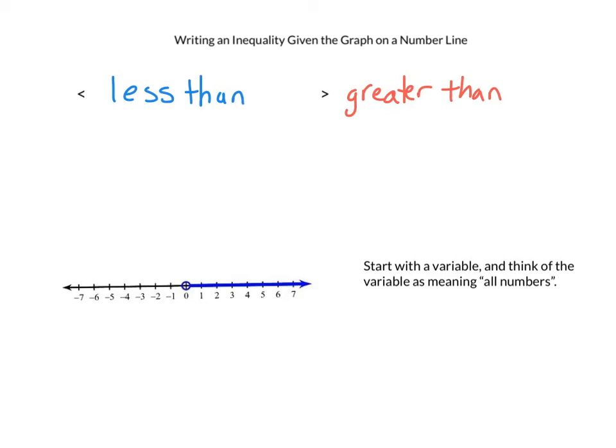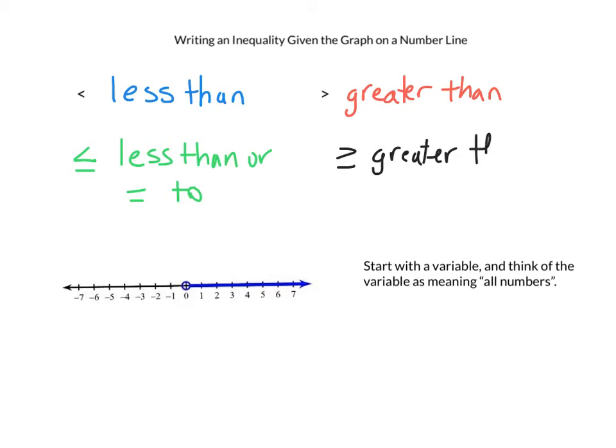All right, there are 2 other symbols that we have. If we have the less than with the little line under it, it means less than or equal to. And that means that the number that it's sitting on is included as part of the solution, and we'll talk about that as we go through it. And then the other one that we have is the greater than with the little line under it, and this means greater than or equal to.